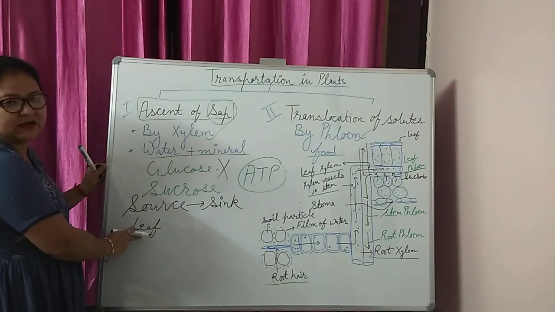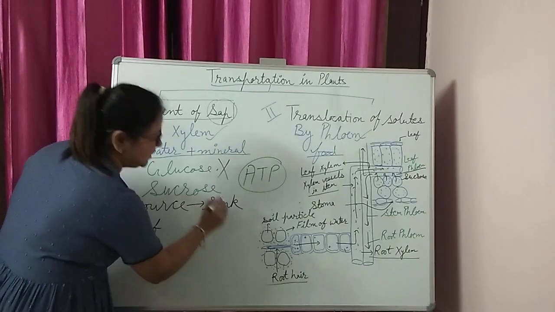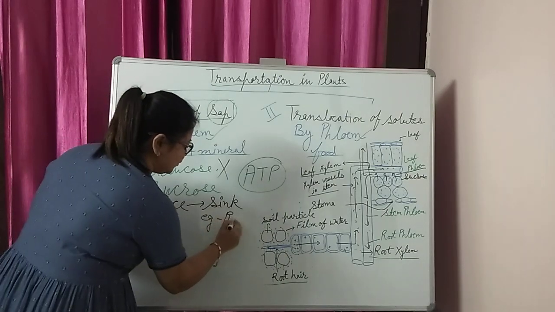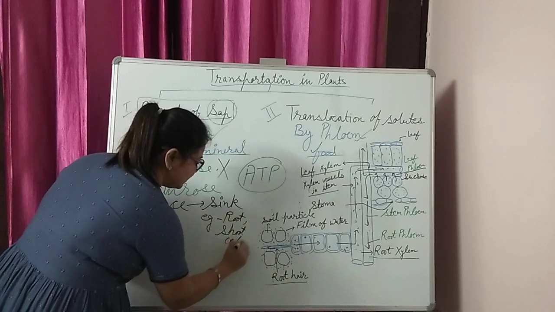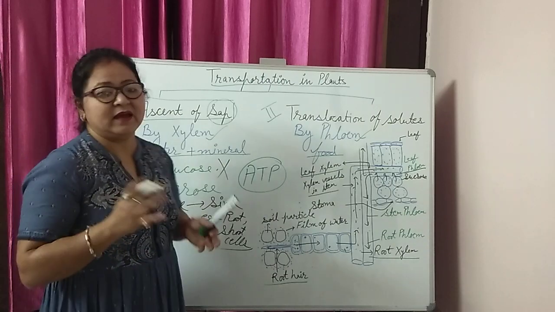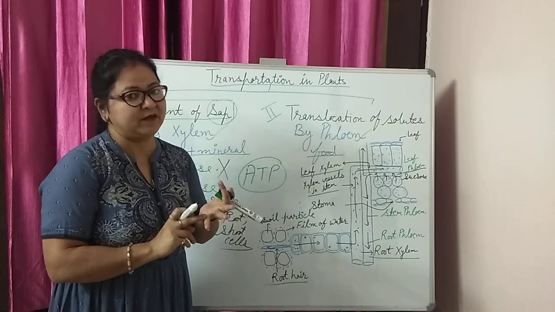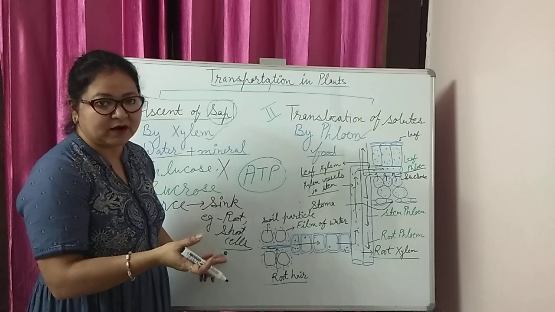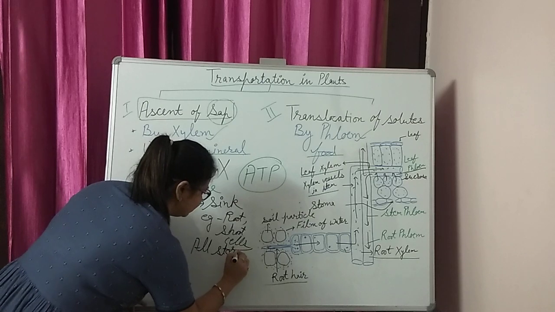If the source is the leaf, then what will be the sink? What are examples of sink? We talked about the cells of the plant. Which cells? Root cells, shoot cells. All the cells require food to get energy. Plus, you know that we are getting food from the plants. We are getting pulses, fruits, vegetables. So they store this food in different products. So all storage organs.